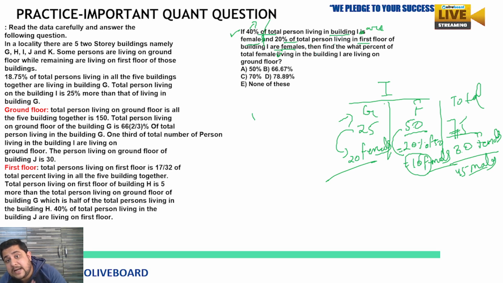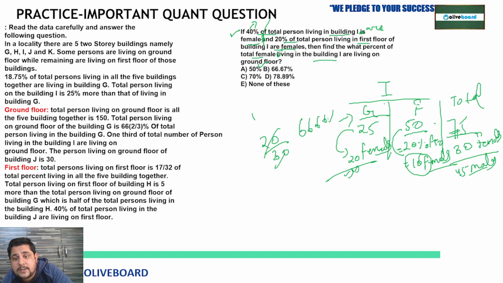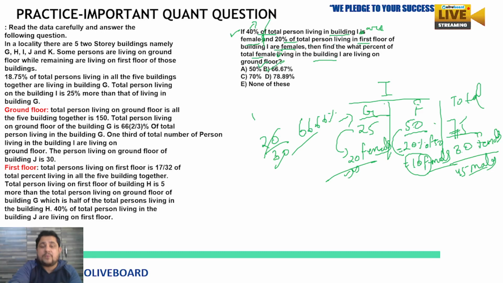But what are they asking? Find what percent of the total females living in building I are living on the ground floor. Total females are 30. So on the ground floor, how many females? 20. Okay, because 10 are living on the first floor, so on the ground floor we have calculated 20. So 20 with respect to 30 is what? 66.66%, two-thirds. Is this given? Yes, in option B it is given. So that would be the correct answer.